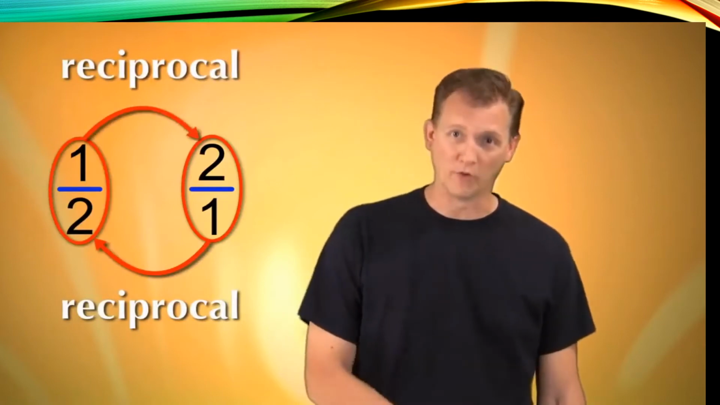Hi, and welcome to Math Antics. This video is all about dividing fractions. But in order to understand how dividing fractions works, we first need to learn about something called reciprocals. A reciprocal is just a fancy math term for what you get when you switch the top and bottom numbers of a fraction. For example, if you have the fraction 1/2 and then switch the top and bottom numbers, you'll end up with 2/1. 2/1 is the reciprocal of 1/2. And 1/2 is the reciprocal of 2/1.